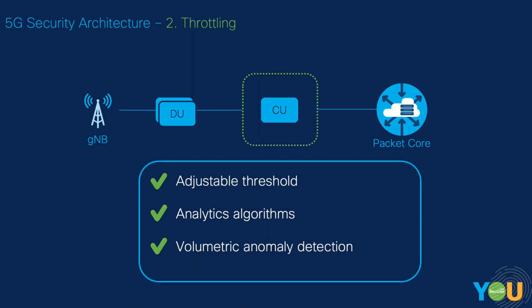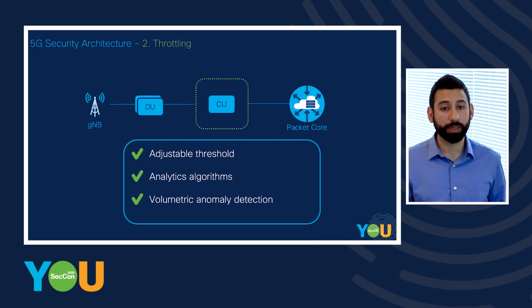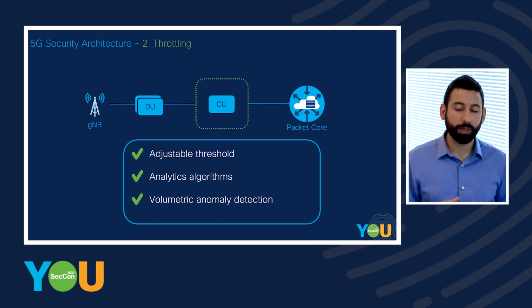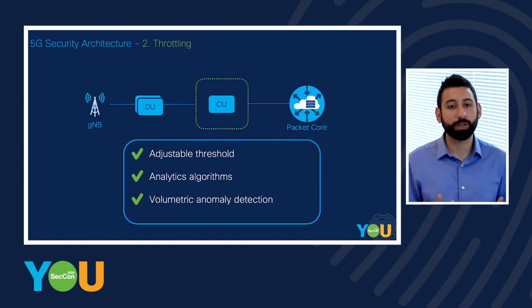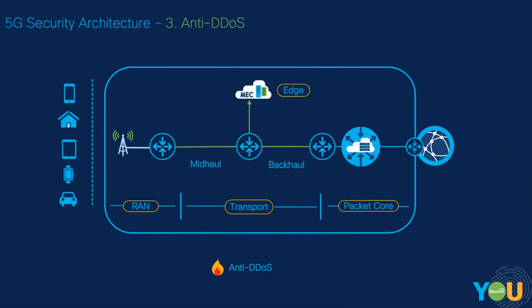Now, your CU may not have capabilities to detect anomalies or analytics algorithms, but what we say, at the least, is it should be able to take commands from, let's say, a NetFlow collector or a device such as StealthWatch, which does anomaly detection using machine learning, so that when it directs the CU to adjust thresholds, it's able to do that dynamically.